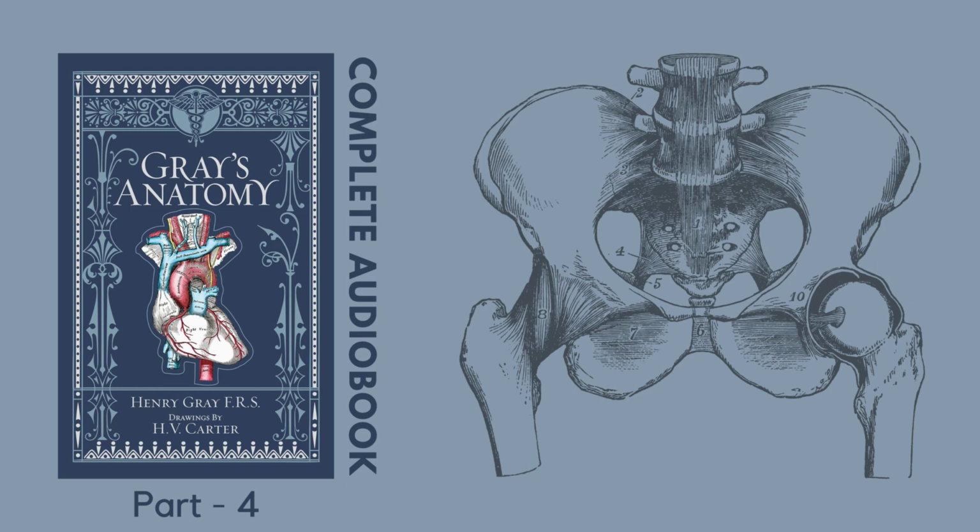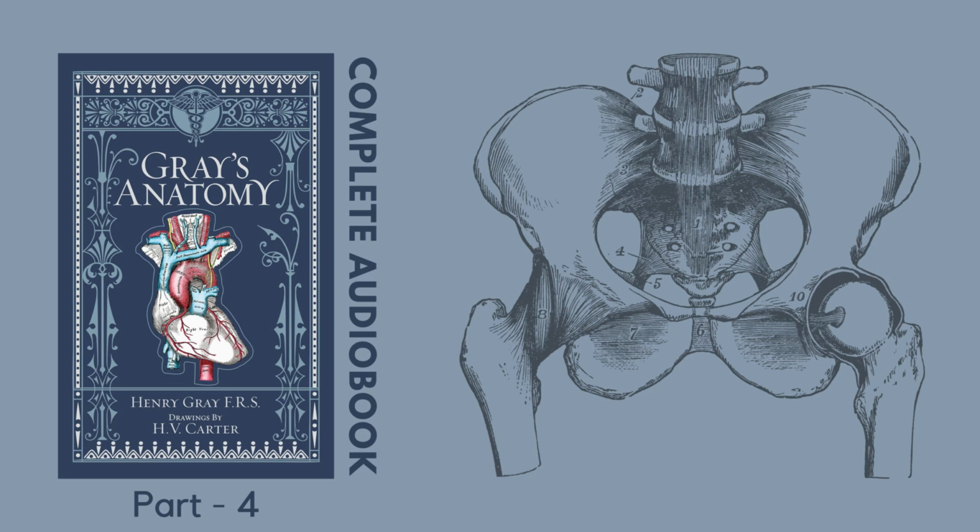A prominence of variable size occurs at the junction of the upper part of the neck with the greater trochanter, and is called the tubercle of the femur. It is the point of meeting of 5 muscles, the gluteus minimus laterally, the vastus lateralis below, and the tendon of the obturator internus, 2 gemelli above.